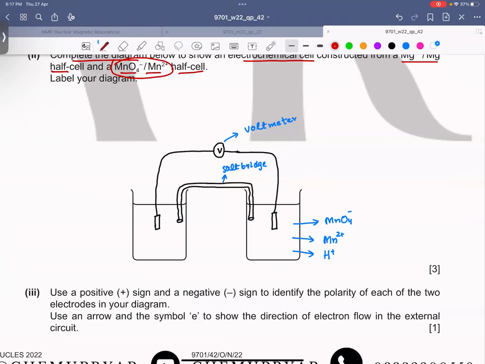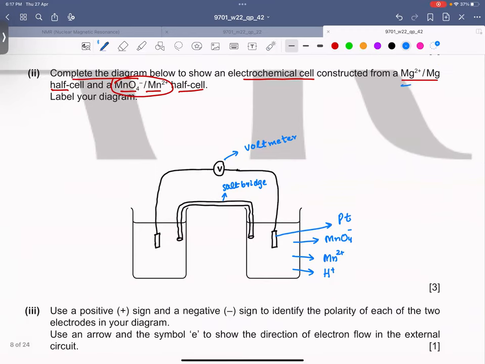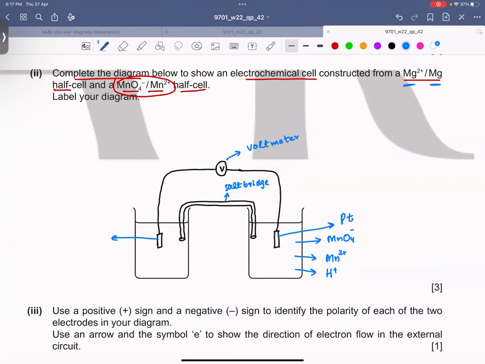So if I label this electrolyte having manganese two positive ions and a hydrogen ion, then this electrode would be labeled as platinum, because there are only ions and no element or metal over here, so the electrode would be platinum. The other one has a magnesium ion and magnesium metal, so in this case the electrode would be magnesium and the electrolyte has magnesium two positive ions in it.